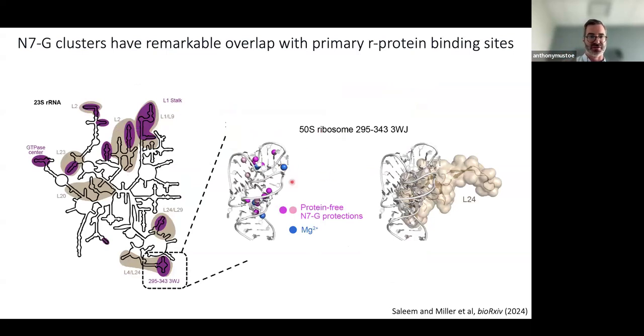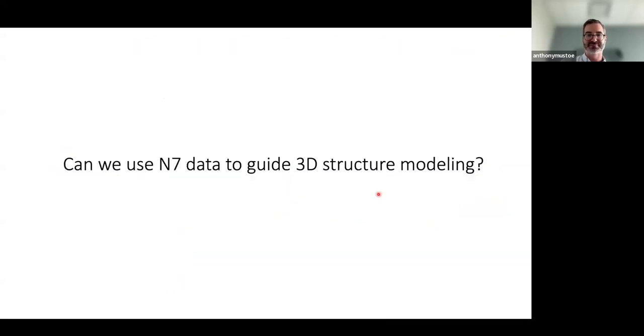And just zooming in on one of them, if we look at the structure from the now folded, assembled ribosome and look at where these protections are on it, you can see that they map quite nicely. This looks basically like an independently stable tertiary structure to me. And if you look at the binding interface for this early binding protein, L24, it seems to be recognizing that interface quite nicely.